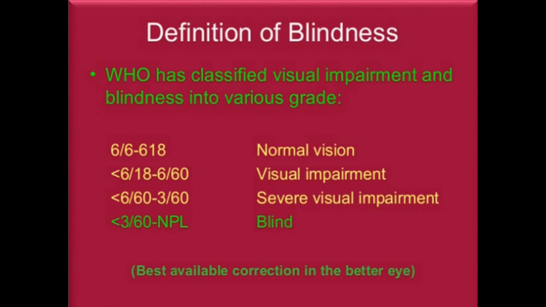Definition of blindness. WHO, the World Health Organization, has classified visual impairment and blindness into various grades: 6/6 or 6/18 is normal vision, 6/18 to 6/60 is visual impairment, below 6/60 is severe visual impairment, and NPL, no perception of light, is totally blind. So these criteria were given by WHO.